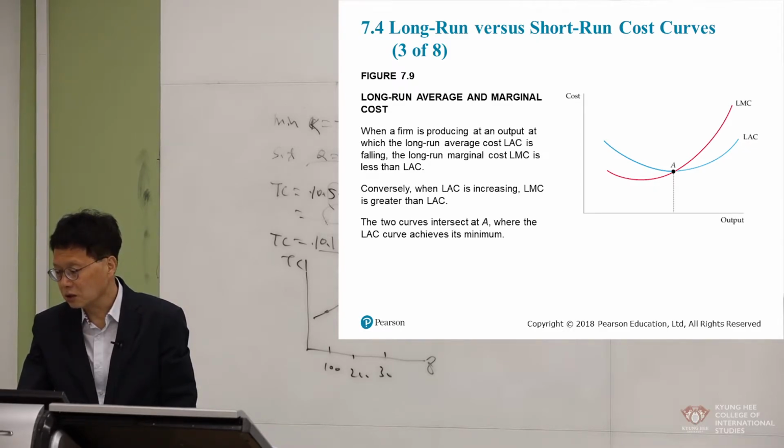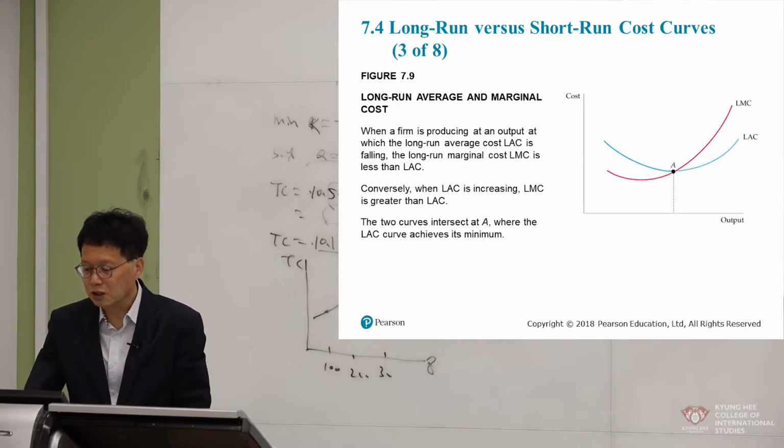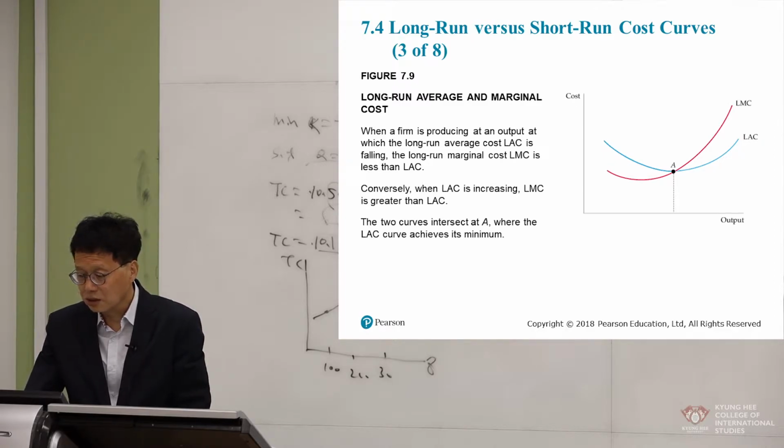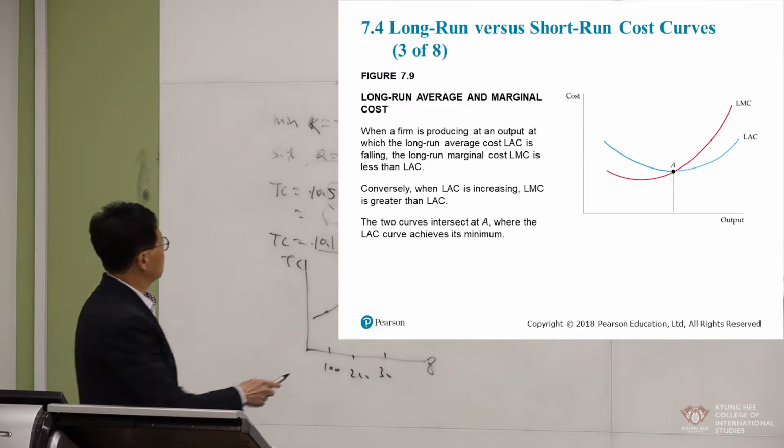The long run average cost curve is shaped like this. And the long run marginal cost curve is like this. The long run marginal cost curve crosses the minimum point of the long run average cost curve. Right? Actually, you studied this in Mankiw's Introduction to Economics book. When a firm is producing at an output at which the long run average cost is falling, the long run marginal cost is less than average cost, right?